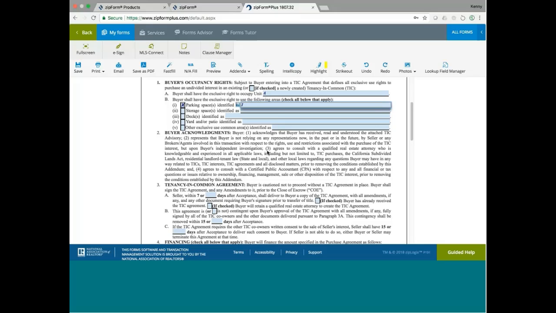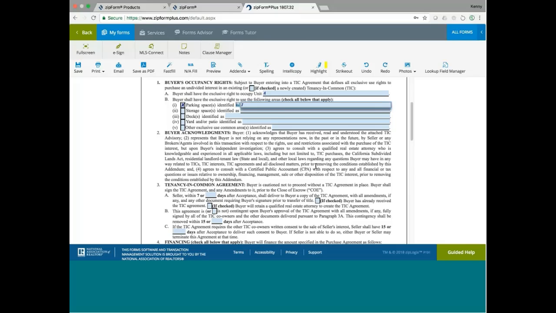Number 3, agrees to consult with a qualified real estate attorney who is knowledgeable and experienced in all applicable laws, including but not limited to TIC purchases, the California Subdivided Lands Act, residential landlord-tenant law, state and local, and other local laws regarding any questions buyer may have in any way related to TICs, TIC interest, TIC agreement, and all disclosed matters prior to removing conditions established by this addendum.